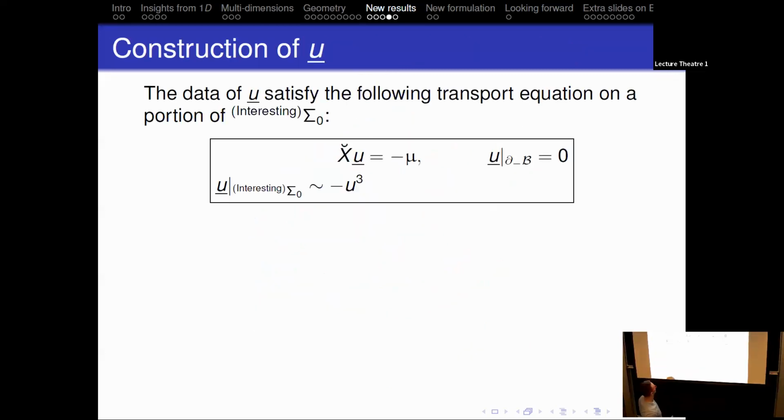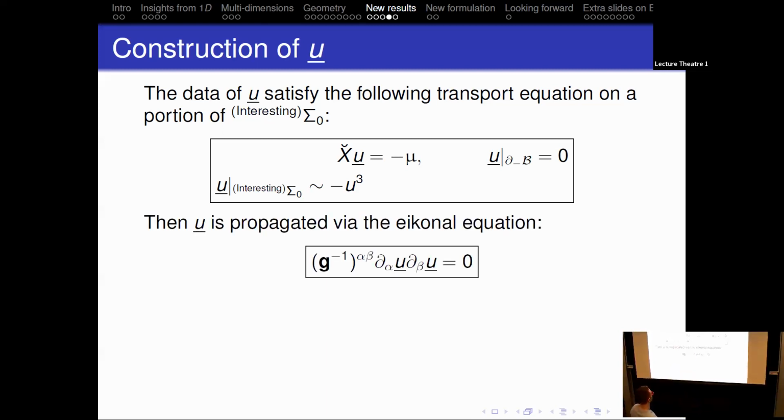So maybe in particular, the transport equation for U bar is that its x derivative of U bar is equal to minus mu. U bar is initialized to be 0 along the crease, like I said, and then you can show that U bar on that little space-like slice behaves like U cubed, where U is the geometric U. I don't have time to get into these technical details.